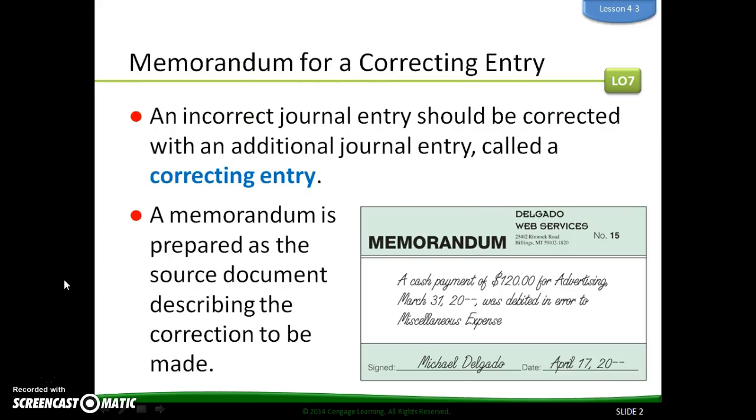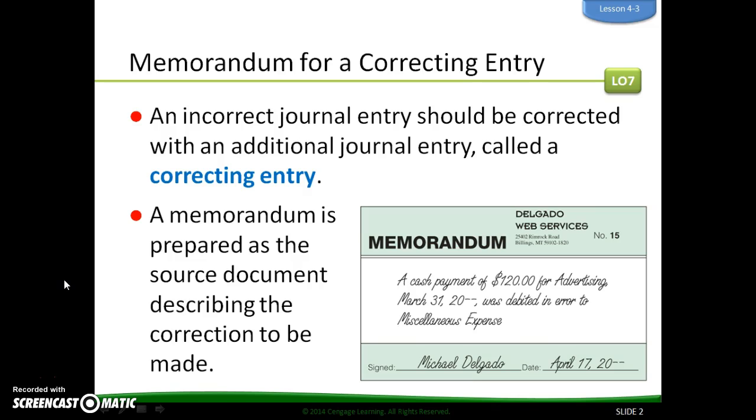First of all, what you want to know is that anytime you do make some kind of mistake, incorrect journal entries are corrected with an additional journal entry, and it's called a correcting entry if you do that. We then use a memorandum, or just a memo, as the source document to describe what happened. So what we're going to say here is that we discovered that we made some kind of error, and we are going to write a memo detailing what was happening.